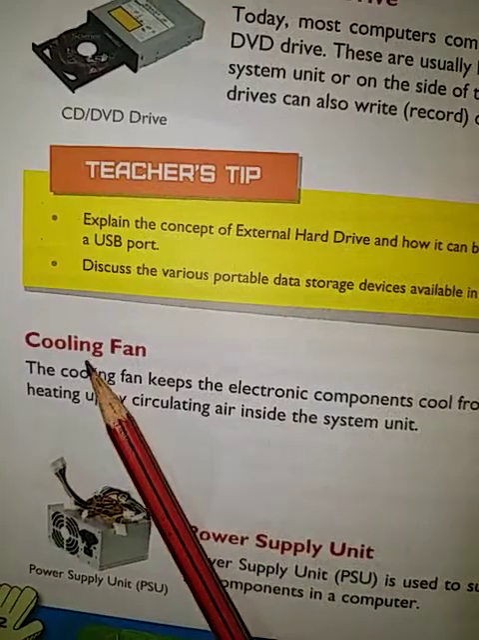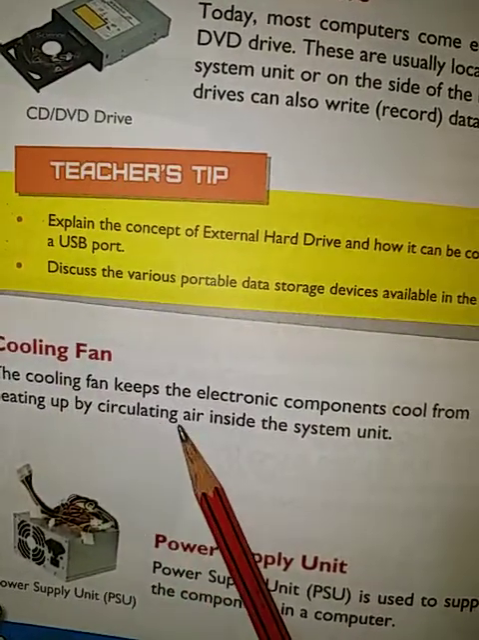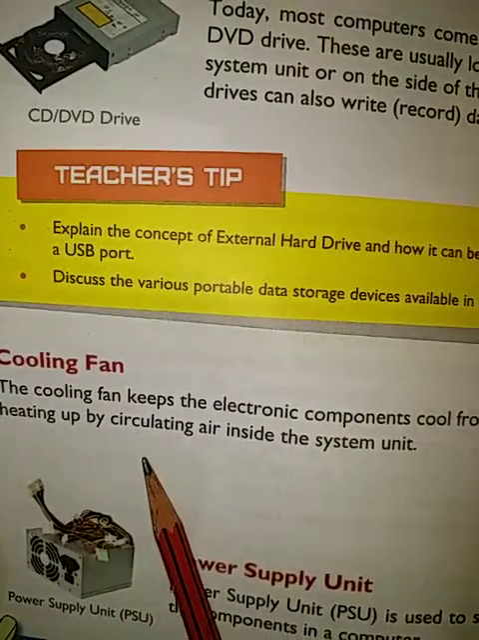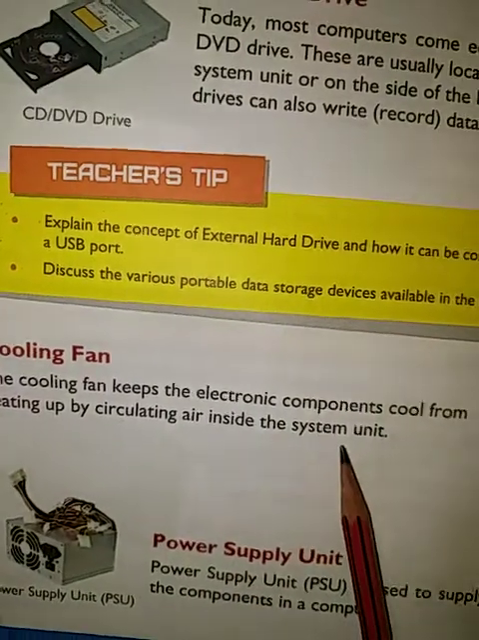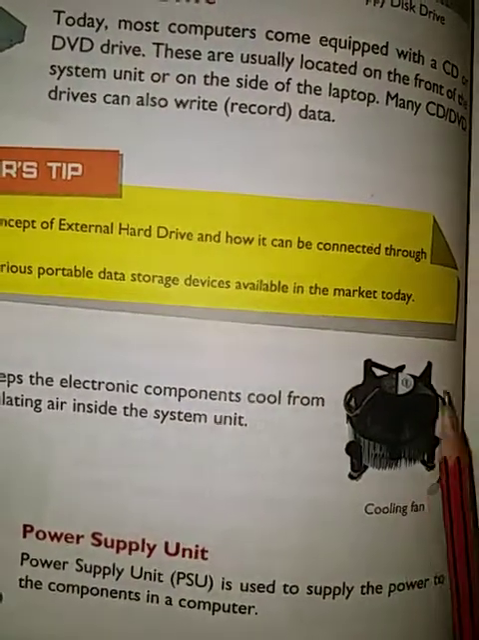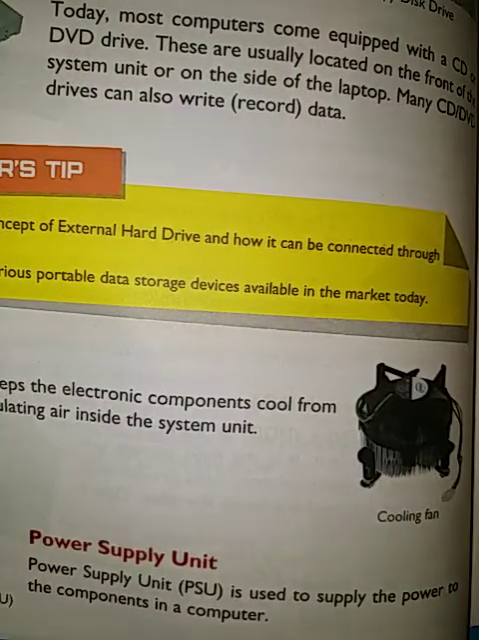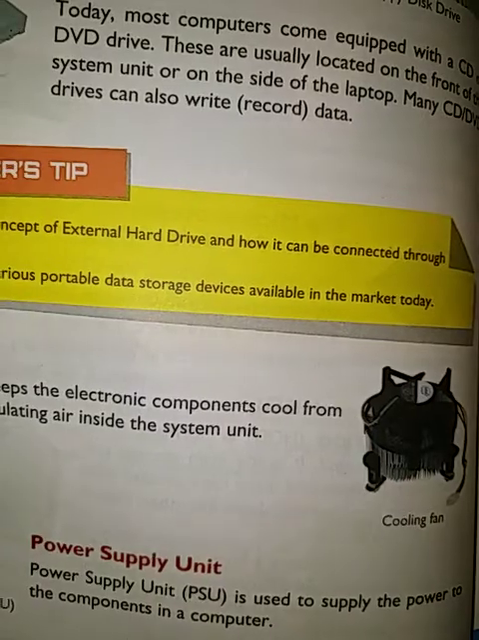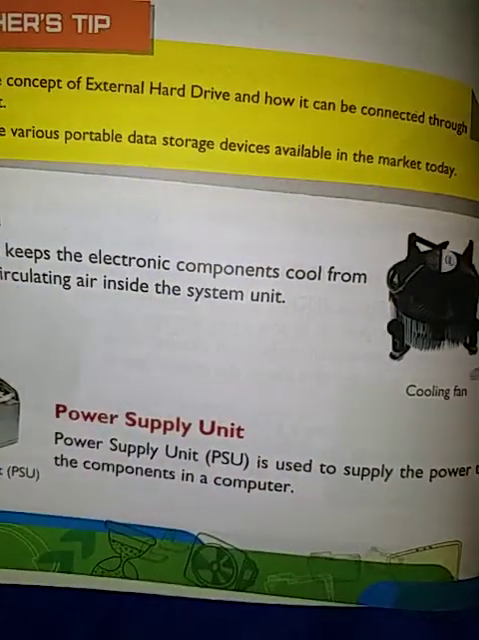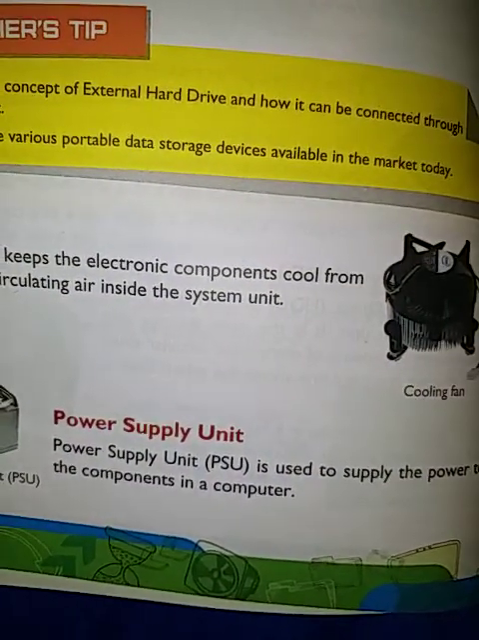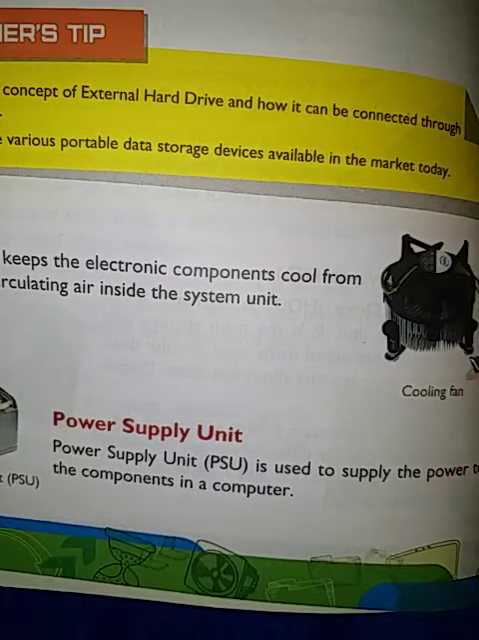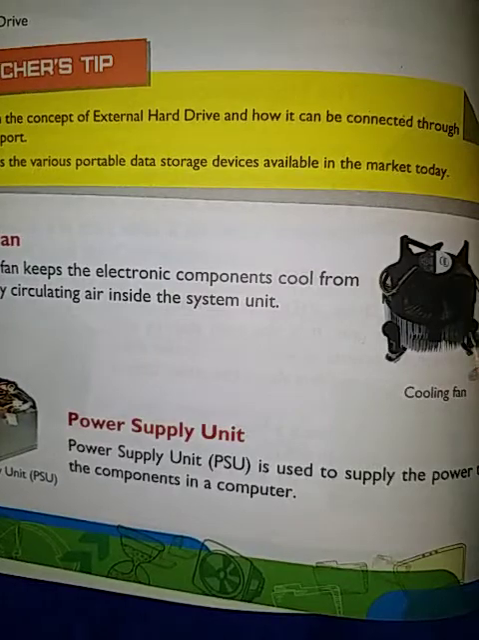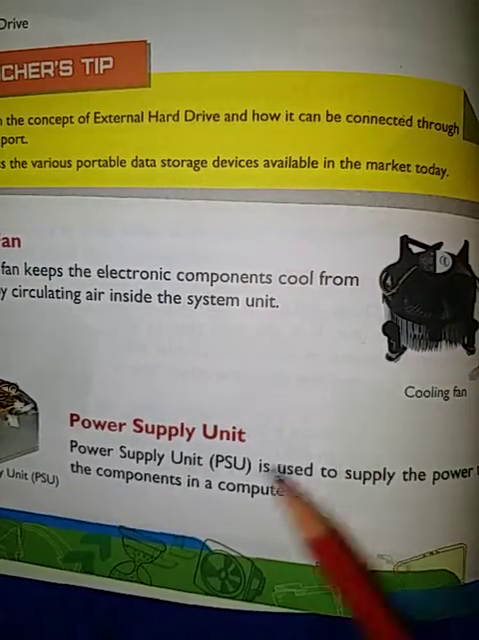Now here, cooling fan. The cooling fan keeps the electronic components from heating up by circulating air inside the system unit. This is the cooling fan, which cools the system. When it gets a little hot, then this cooling fan is used to cool down the system.